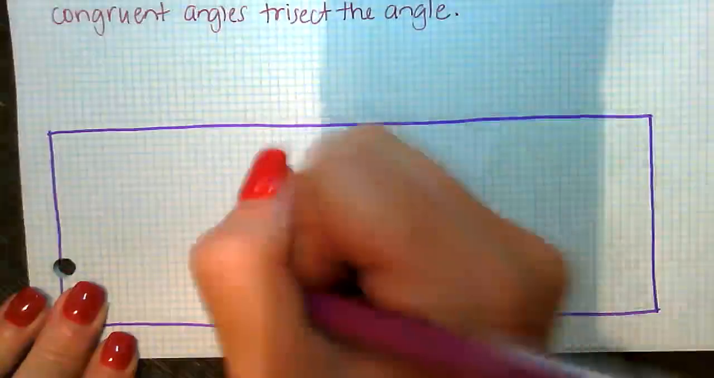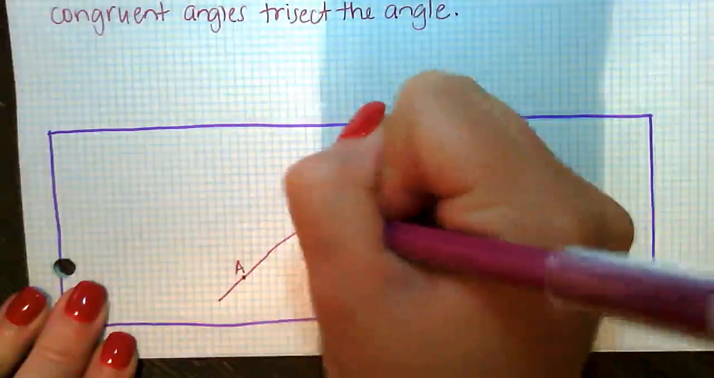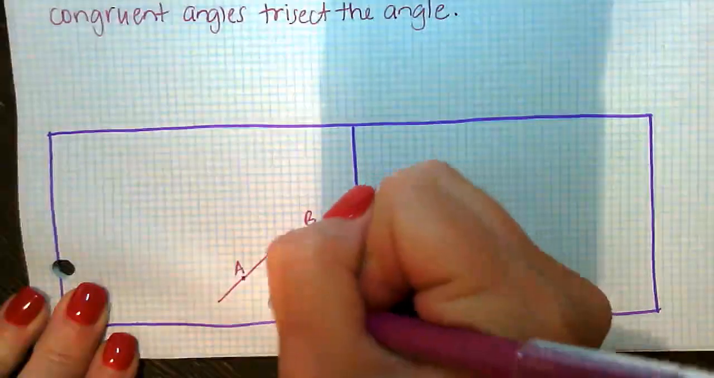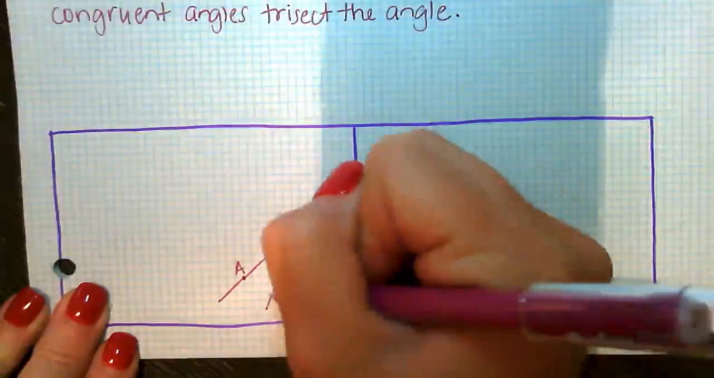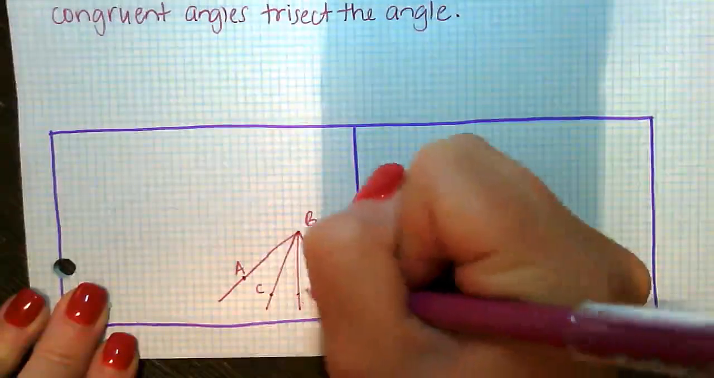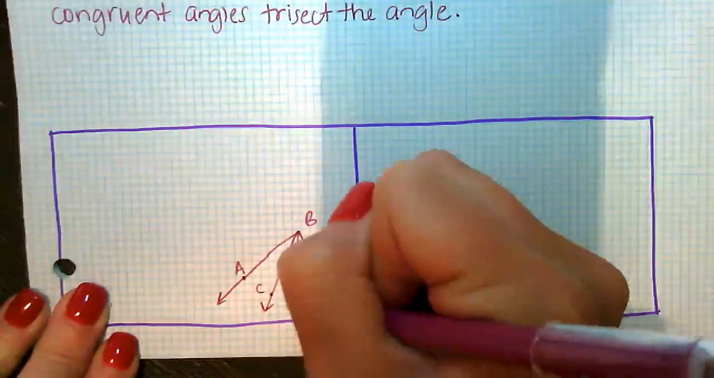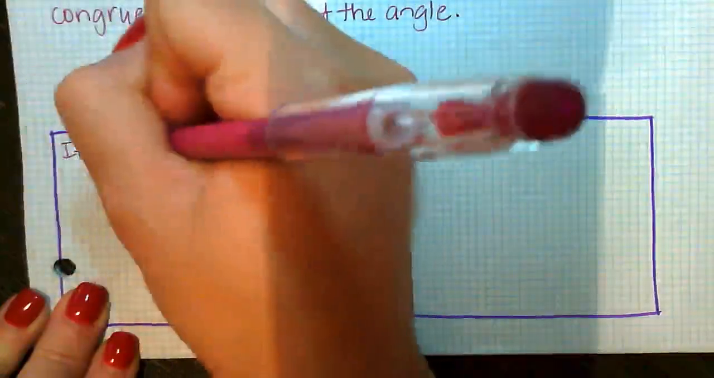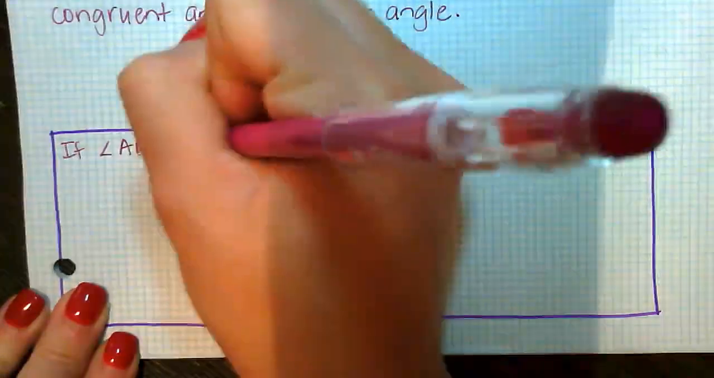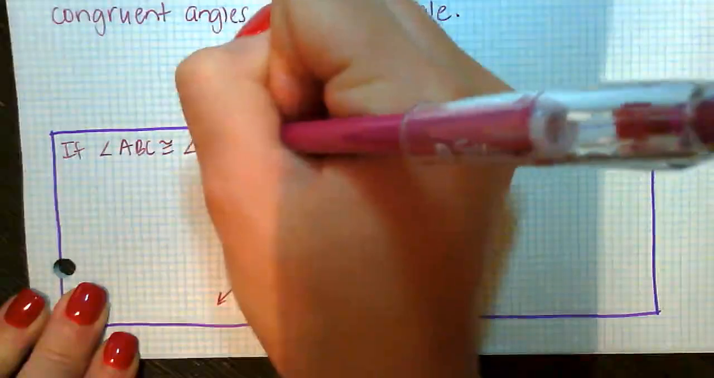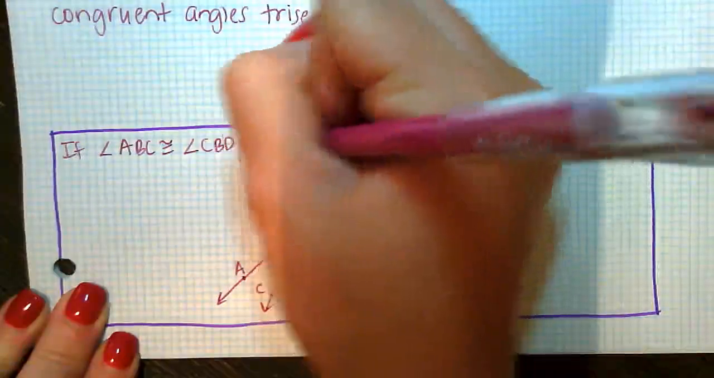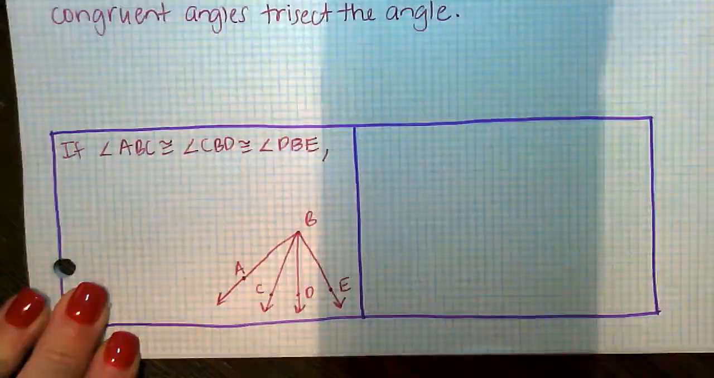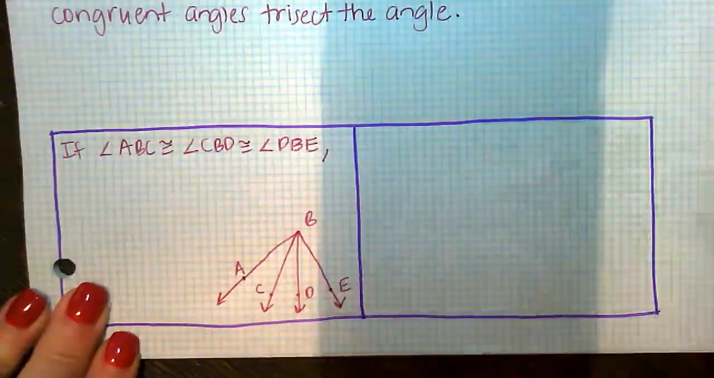If I have angle ABE, and I'm going to add in two rays, C and D. If we are given that angle ABC is congruent to angle CBD, which is also congruent to angle DBE, then we could conclude that these rays are trisecting this angle.